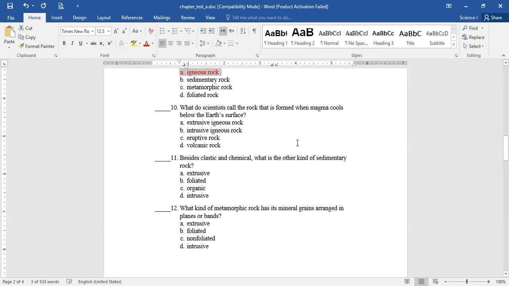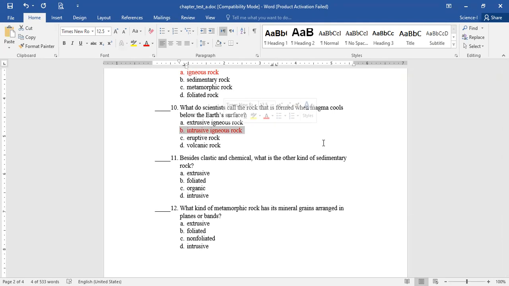So then question number 10. What do scientists call the rock that is formed when magma cools below the Earth's surface? That means the magma is going to be solidifying under the ground. So it forms which kind of rock? Yes, Ganna? B. Intrusive igneous rock. Yes, intrusive igneous rock. Good. Okay, so intrusive igneous rock because it's formed under the Earth's surface.